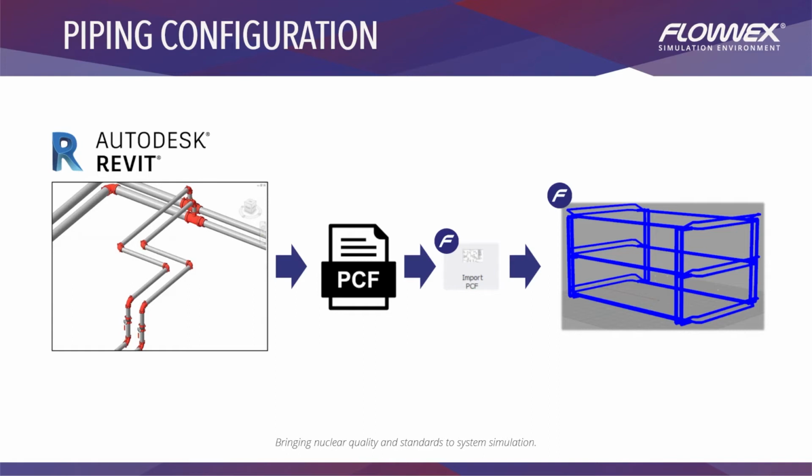Export those models into a PCF format. Revit has some existing code built into it to facilitate this export. And then using Flownex, we can import those PCF files and convert them into piping files inside of the software for us to perform our simulations on.